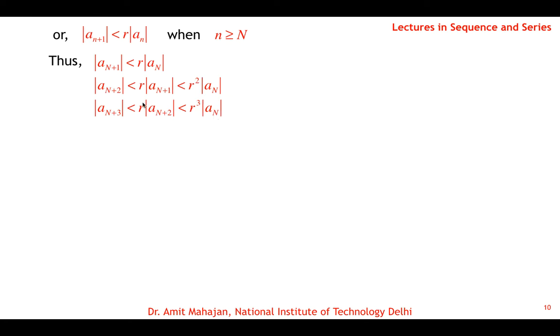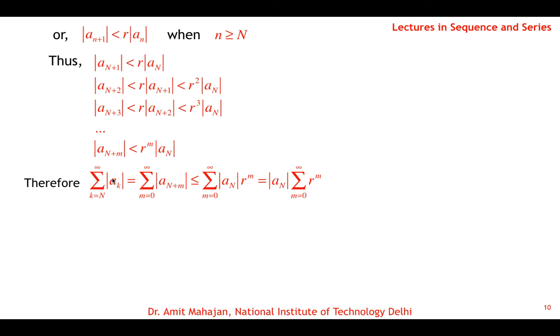Okay, so you see what is happening is, for N plus 1 we are getting r times, for N plus 2 we are getting r square times, for N plus 3 we are getting r cube times, and in general, if we calculate the modulus of a of N plus m, we will get that it is less than r power m times the modulus of a of N. Okay, so for 1 it is r power 1, for 2 r power 2, for 3 r power 3, so for m it will be r power m.